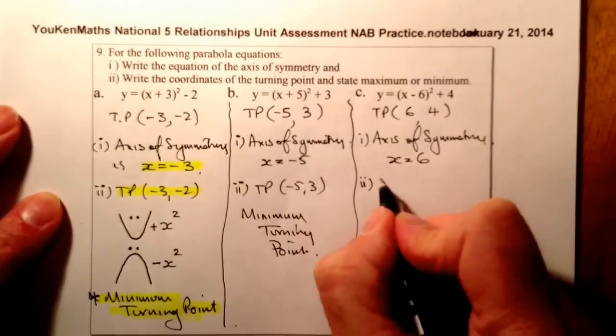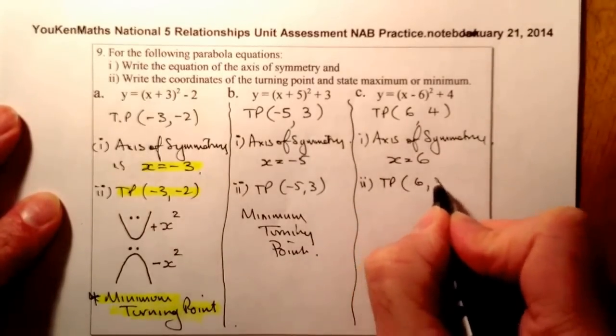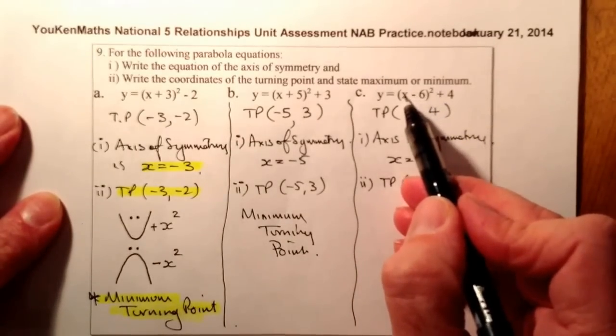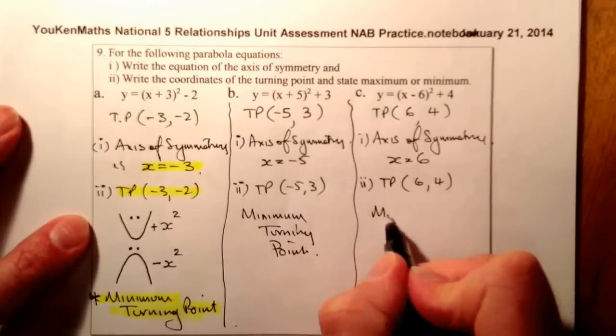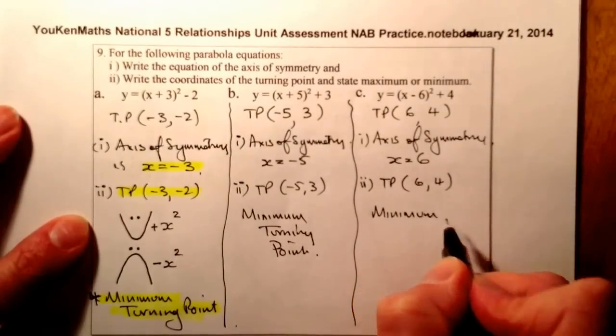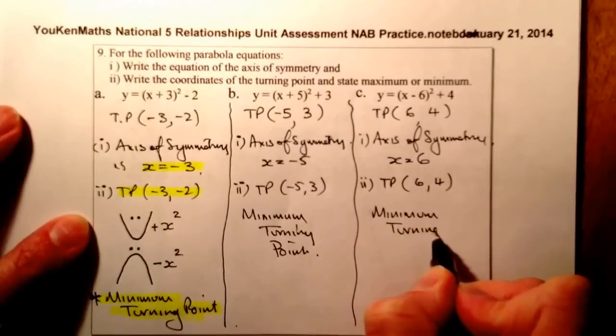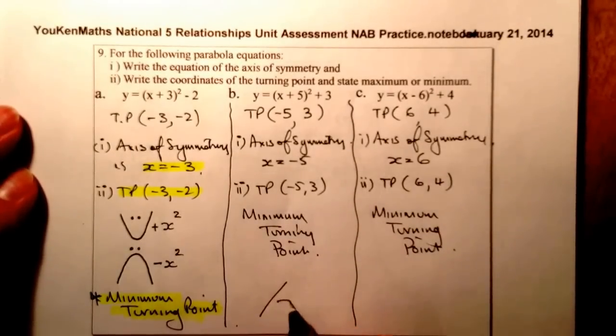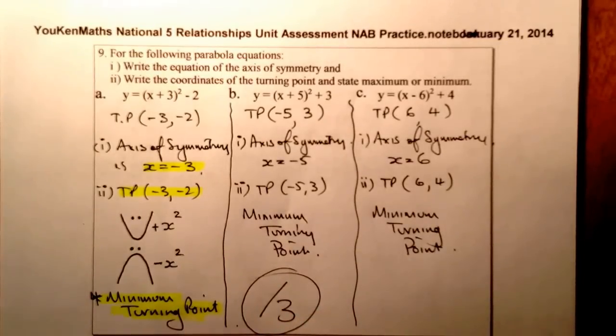For part 2, my turning point is going to be 6, 4. And finally, I know that when I square this out, that's going to be a positive x squared. Positive x squared is a minimum turning point. And 3 marks for that. So this question here is out of 3.